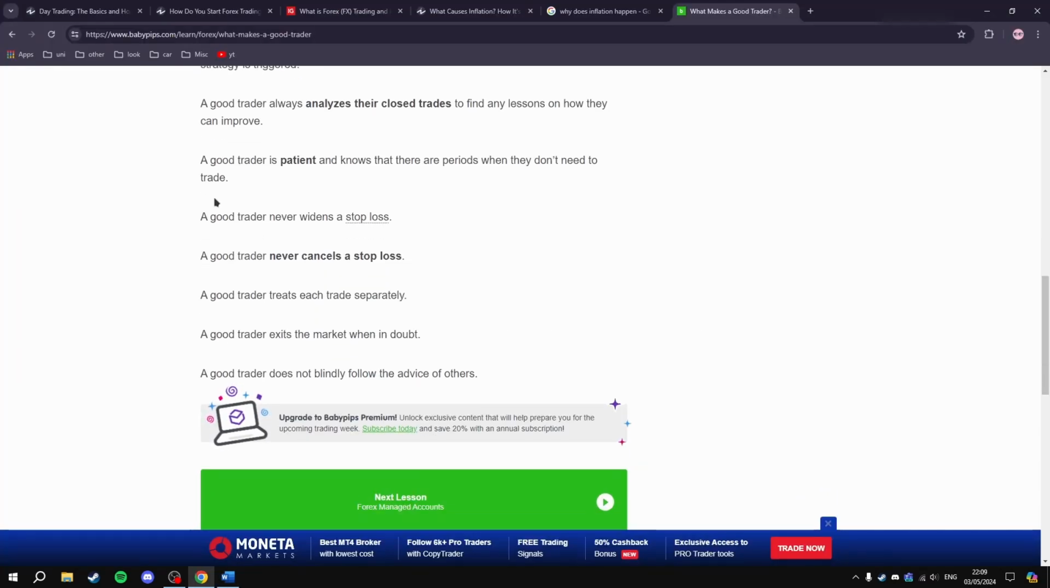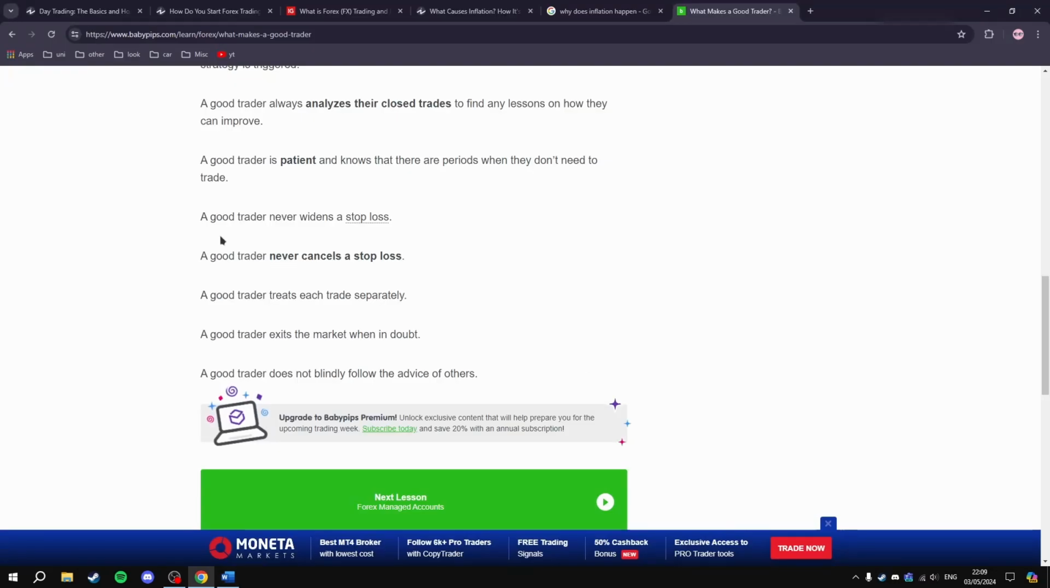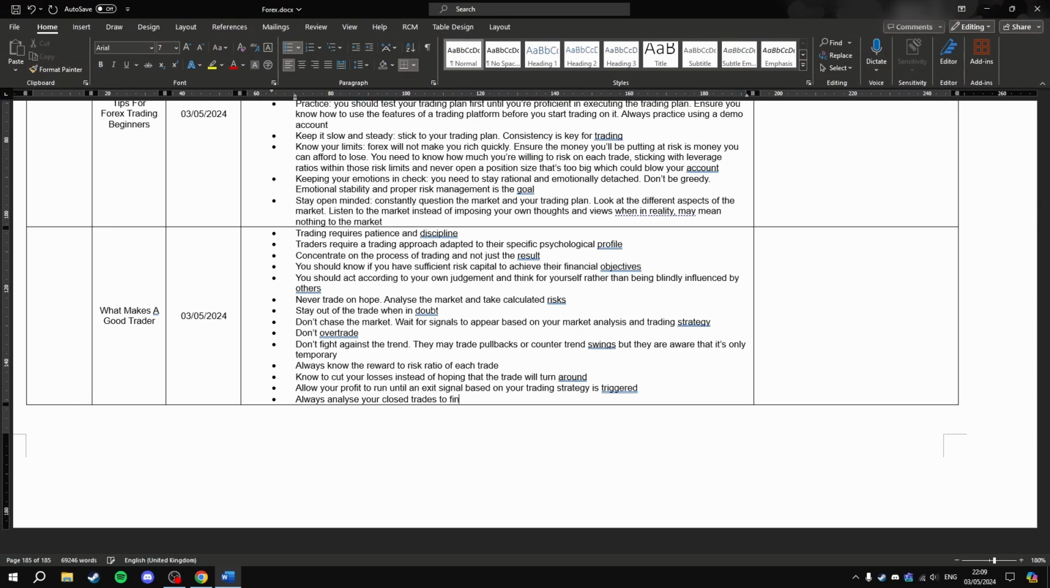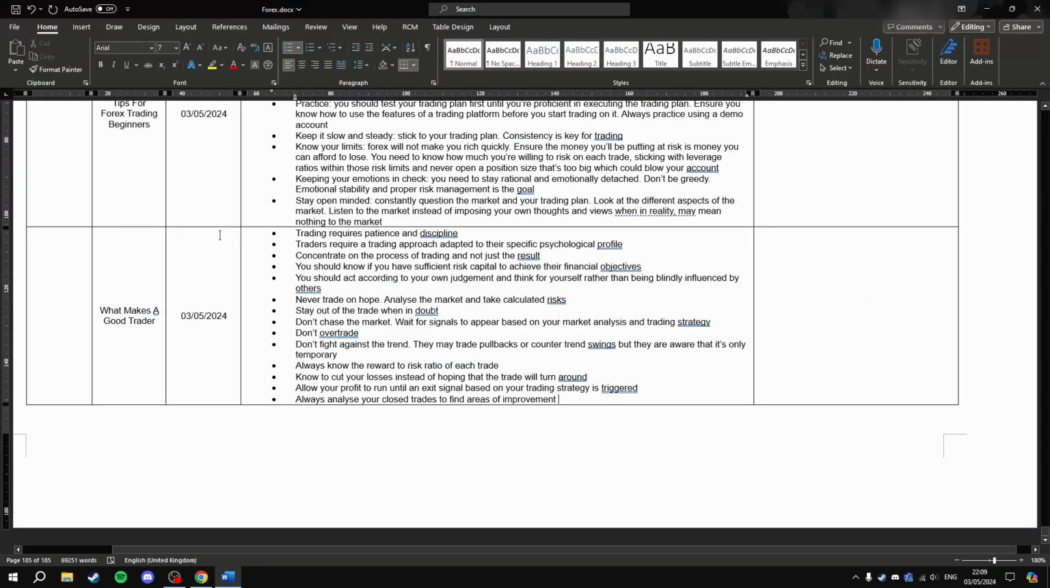A good trader always analyzes their closed trades to find any lessons on how they can improve. Always analyze your closed trades to find areas of improvement.